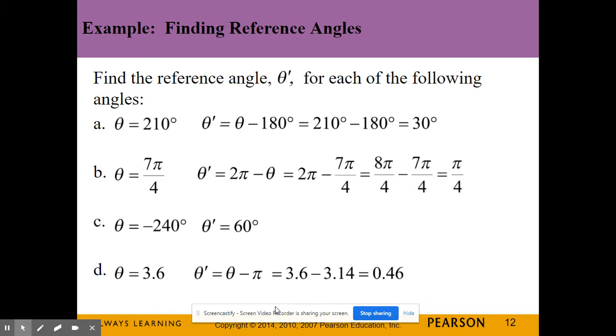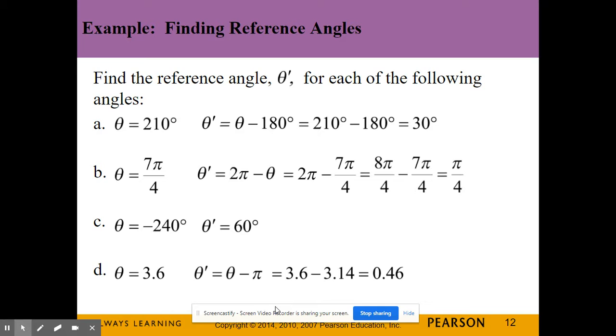This works again if you are using radians instead of degrees. Radians would just be 2 pi is equal to 360. So if it's 7 pi over 4, you're now in the fourth quadrant. You do 2 pi minus that angle, and you end up with pi over 4.